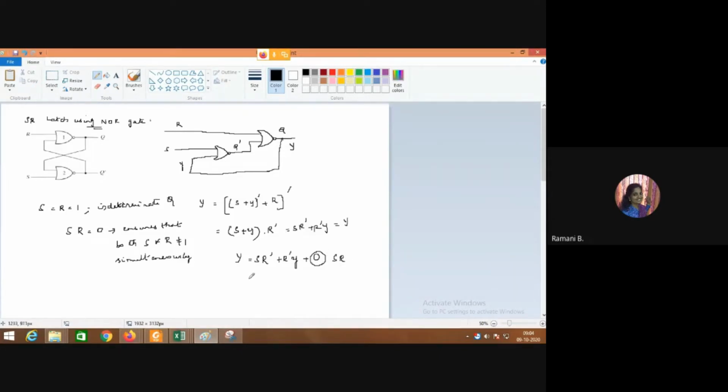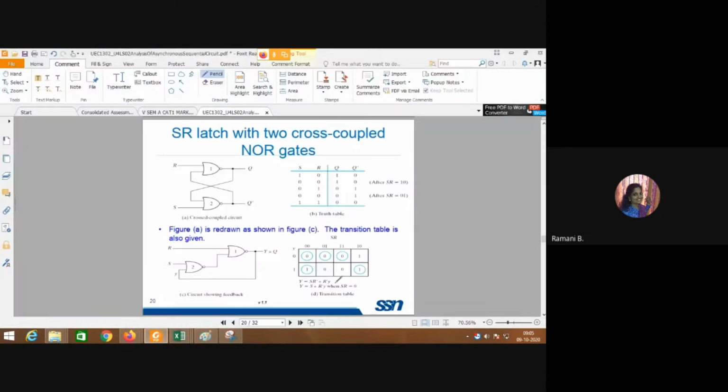So now this expression actually becomes, so grouping these two, you will have simply S over there, S plus R bar Y. This is the expression when SR is equal to 0. Okay. So while analyzing any asynchronous sequential circuit having SR latch using the NOR gates, we will use this condition. We will come across that.